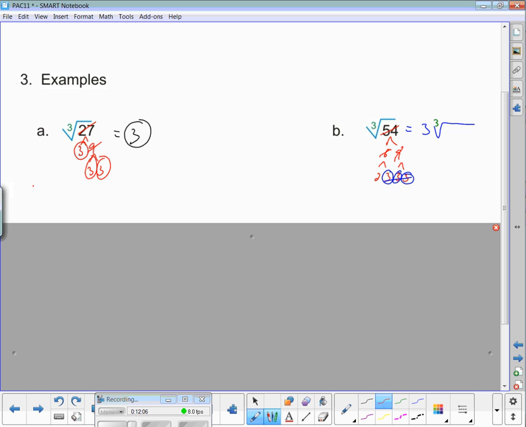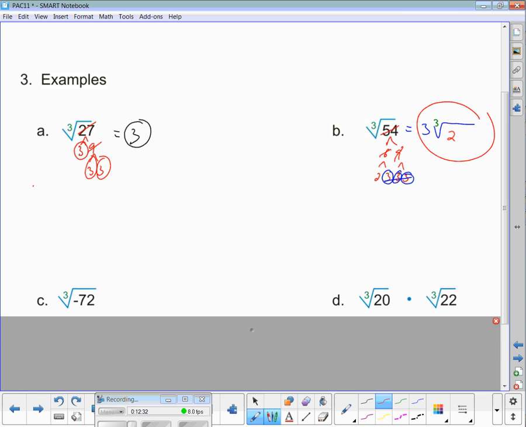And what else is left underneath that 2? So we end up with 3 times the cube root of 2. And that's a simplified answer of the cube root of 54. That's similar to what you guys did last night with square roots, right? But only now we're looking for 3 of things because we're doing a cube root. So if you could do it last night with square roots, you should be able to do it tonight with cube roots. Let's do a couple more examples here.